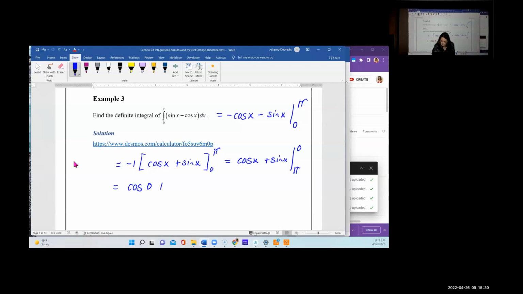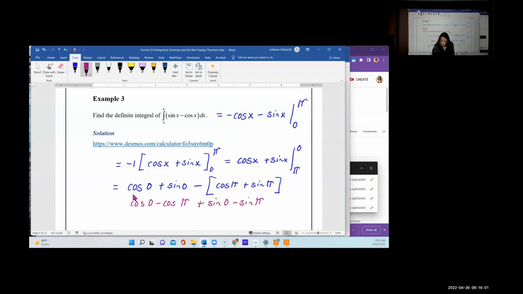So I have the cosine of 0 plus the sine of 0 minus, and now I'm going to plug it into both of the others. This is going to be the cosine of pi plus the sine of pi. Now, this is one way of doing it. We did it a different way last time. Last time we plugged in the upper limit of integration and then plugged in the lower limit of integration into each one. You can still do that. There's no problem with doing it that way.